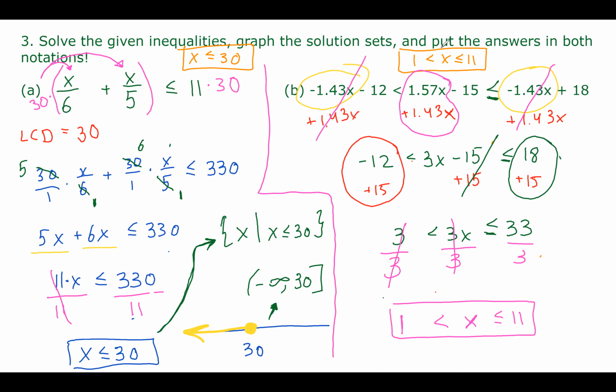Now I need to graph it. And what I will do, I'll fit in the graph over here. I'll use the black line. So with the black line, I just show 1 and 11, and I don't care about anything else.